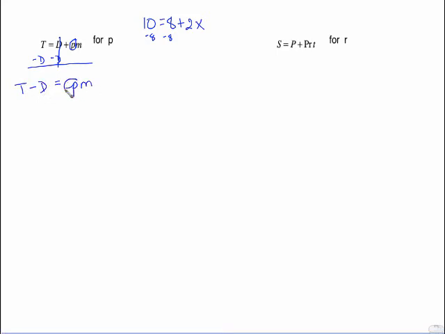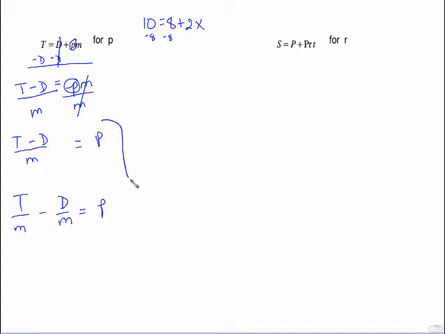I want to get that P alone, so now I will divide both sides by M. Now there's 2 ways to write your answer here. You can leave it as one big fraction, capital T minus capital D over M equals little p. You can also think about dividing each of these individually by M. So I could have T over M minus D over M equals P. Both of those are acceptable.